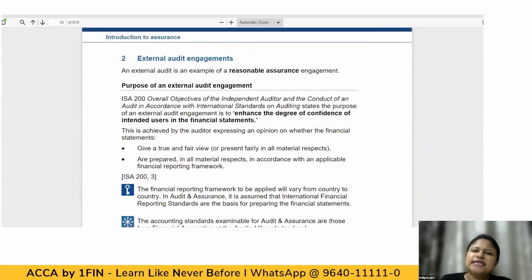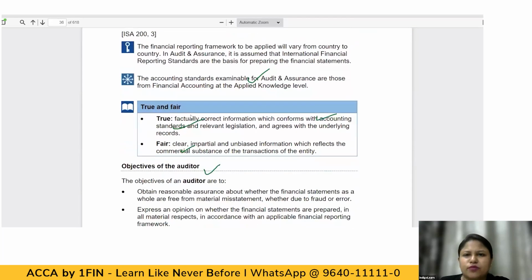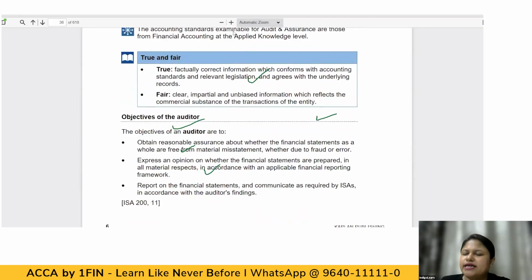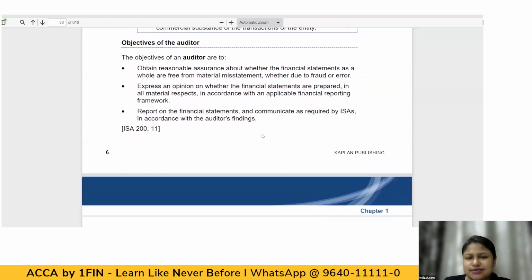Okay, then. External audit engagements are the classic example for reasonable assurance, which are going to enhance the degree of confidence of the intended users. We talk about giving a true and fair view, or in the case of a compliance framework, that they are complying in all material respects in accordance with the applicable financial reporting framework. The audit will be done as per the International Standards on Auditing. So true is factual, fair is going to be clear, impartial, unbiased. So these are all the words that we have taken in detailed discussion.